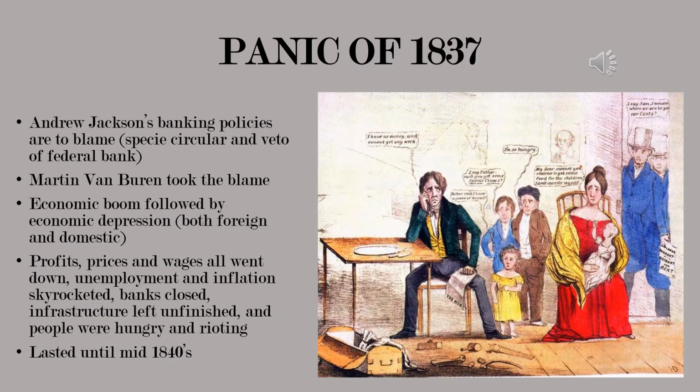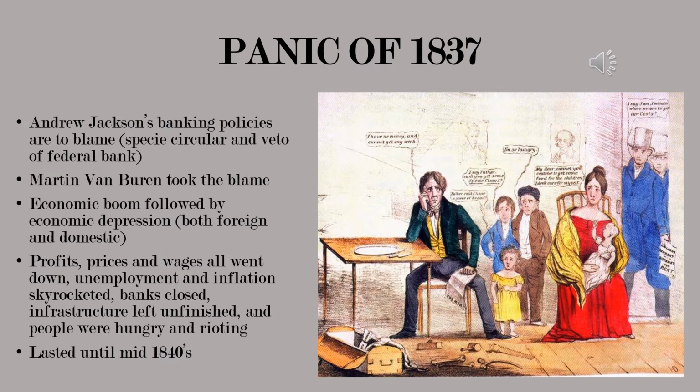The first few months of Martin Van Buren's presidency are really awesome economically. So there's this huge economic boom in 1836 and things are looking up, but then in 1837 there is a huge depression, and this is called the Panic of 1837.